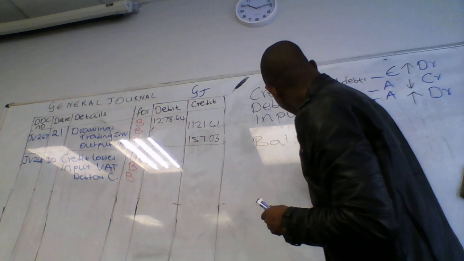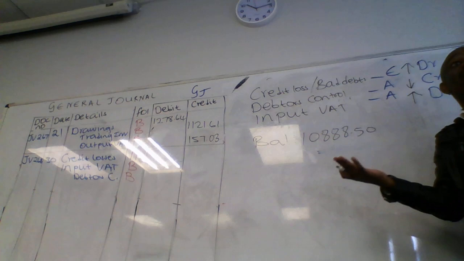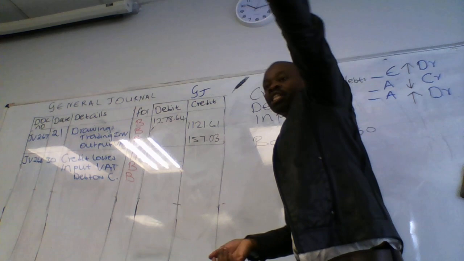10,888 rand and 50 cents. This is the amount at the beginning. But they didn't say you must write off the amount at the beginning. So it means you must go back to all the information in your question. Wherever you see Outlet, you must tell me.